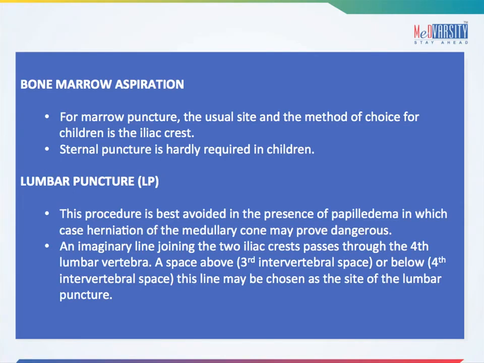Bone marrow aspiration. For marrow puncture, the usual site and the method of choice for children is the iliac crest. Sternal puncture is hardly required in children.